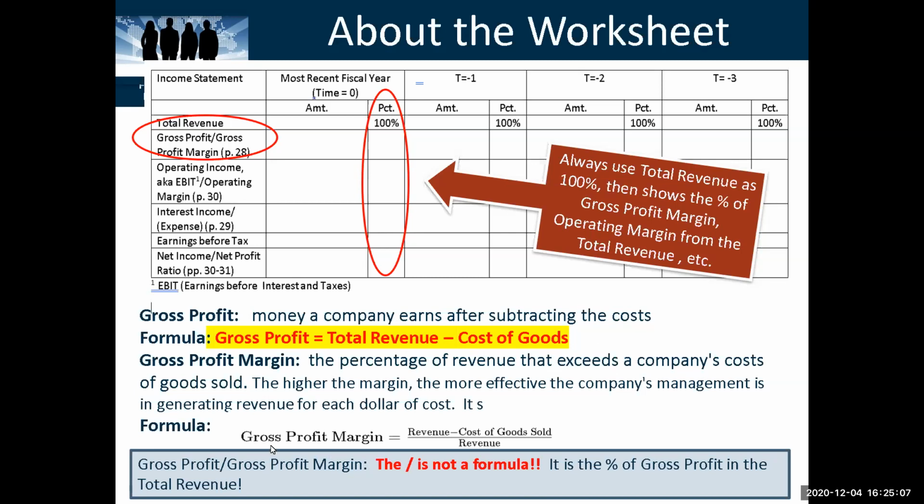And below here's the formula. You can calculate the gross profit margin. After you calculate the margin, it's a percentage. The percentage is the percentage of the gross profit from the total revenue. Okay, so that's where you put the percentage here. Same as the other ones.